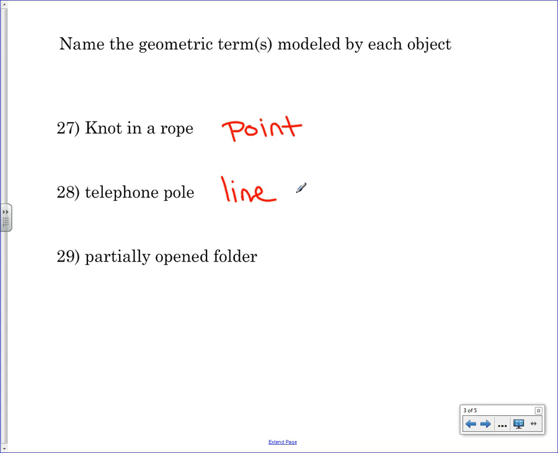Everybody okay? When they say partially open folder, look up here. I'm just going to use a partially opened book, okay? I got a partially opened book. What's this? It's a plane. What's this? Another plane intersecting in a line. I think that's what they want. I think they want you to say something about intersecting planes. Okay? Do you guys get that? Don't overthink those. Those aren't meant to be hard.